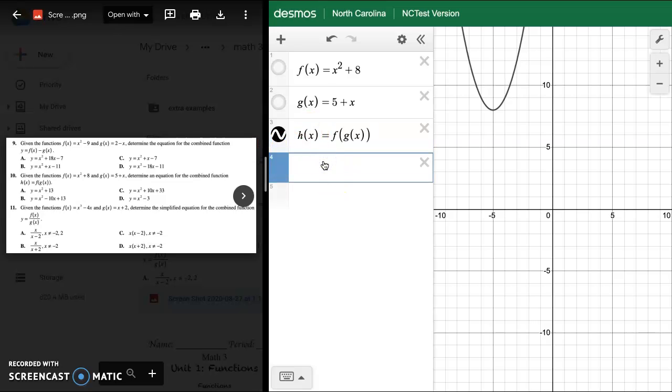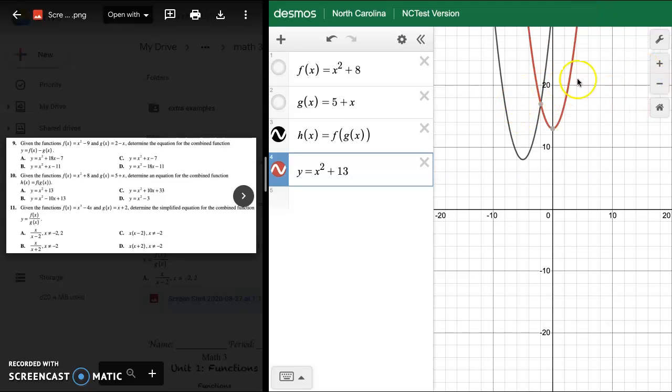Now y is equal to x squared plus 13. So I'm going to zoom out in this particular problem so I can see both graphs. I can see they intersect but they don't overlap, so it's the wrong answer. I get rid of it. I then move on to answer choice B.